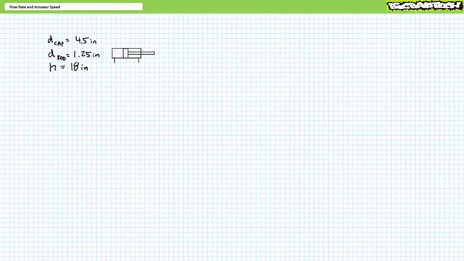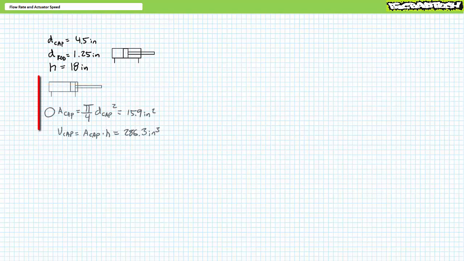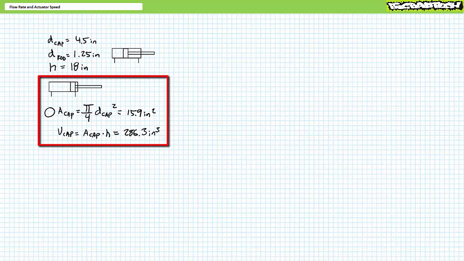The viewer should additionally be able to calculate the cap and rod end area and volume of a double-acting hydraulic cylinder. Consider a double-acting hydraulic cylinder with the following dimensions: diameter of cap 4.5 inches, diameter of the rod 1.25 inches, and a travel length of 18 inches. An application of the circular area formula demonstrates the fully circular cap end has an area of roughly 15.9 square inches. An application of the cylindrical volume formula demonstrates the fully cylindrical cap end has a volume of roughly 286.3 cubic inches at full extension.